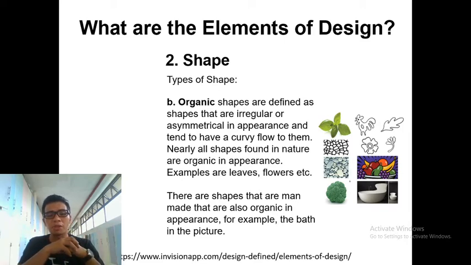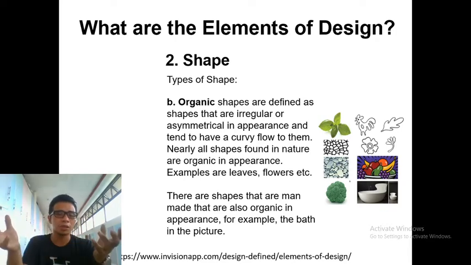Nearly all shapes found in nature are organic in appearance. Yun nga. Examples are leaves, flowers, etc. There are shapes that are man-made that are also organic in appearance. For example, the bat in the picture. So, yun. Yung mga lavatory, may mga lavatory na organic yung shape, hindi mo ma-define kung ano yung shape niya talaga kasi organic or irregular yung shape niya. No, pwede natin gawin yun. There are shapes that can be man-made. So, yun.